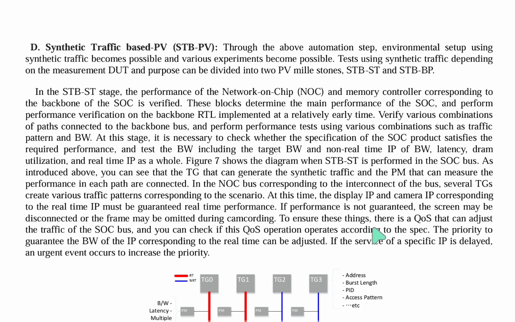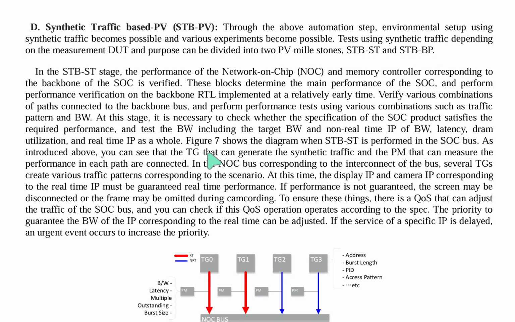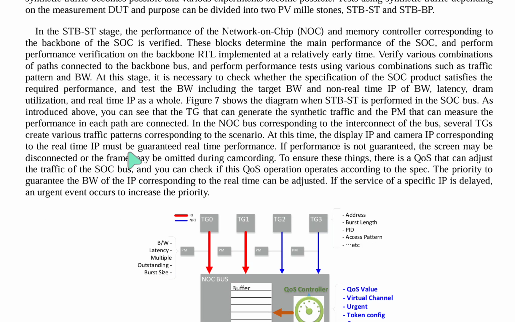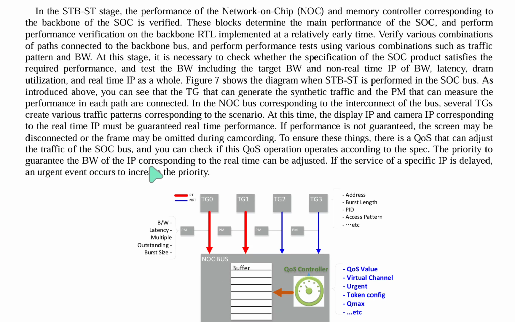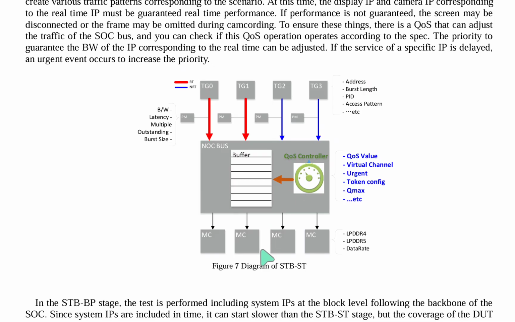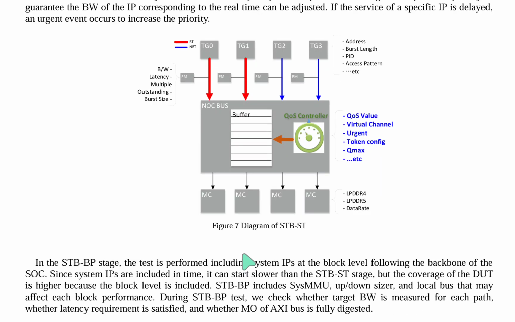To ensure these things, there is a QoS that can adjust to the traffic of the SOC bus, and you can check if this QoS operation operates according to the spec. The priority to guarantee the bandwidth of the IP corresponding to real time can be adjusted. If the service of a specific IP is delayed, an urgent event occurs to increase the priority. Figure 7 is the diagram of STB-ST.